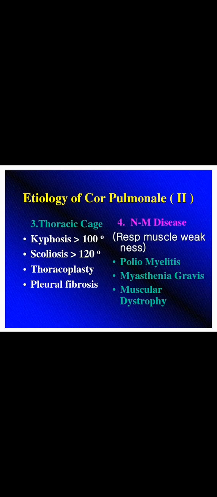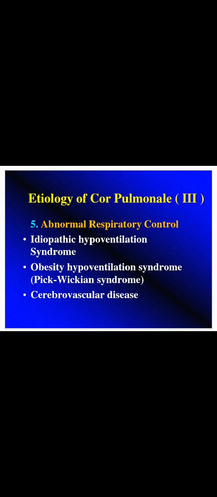Next is neuromuscular disease, that happens due to respiratory muscle weakness, maybe due to poliomyelitis, myasthenia gravis, or muscular dystrophy. The next etiology is related to abnormal respiratory control. So the causes related to abnormal respiratory control are idiopathic hyperventilation syndrome, obesity hyperventilation syndrome, and cerebrovascular disease.